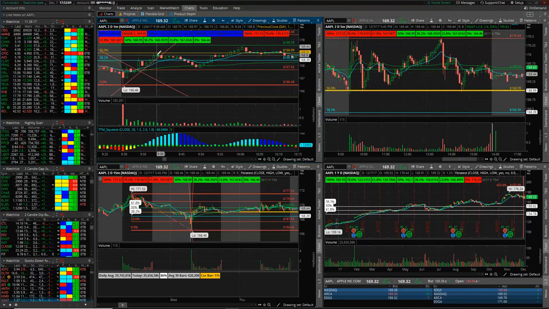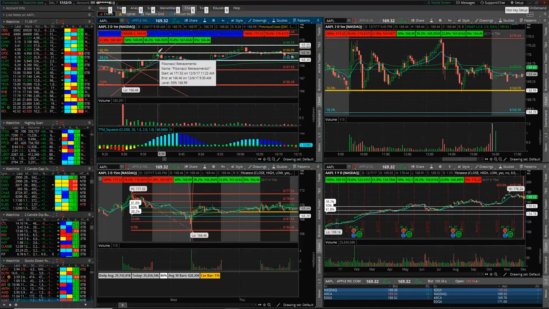So 2 cents below it, and then it got rejected, and then it starts pulling back. Now in that rejection, you could have taken a short, and look, this thing came all the way down to VWAP, all the way to 167. So you could have taken a short right here. And I do that a lot.